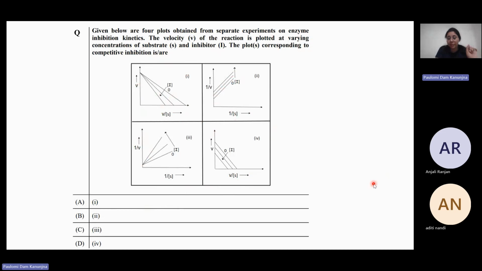If you remember the nature of the plots, one plot had parallel lines. One plot had always x-axis as constant. One plot had always y-axis as constant. A and C, basically A and C. And you people got it right. Exactly. In both of these, you see the Vmax is constant, and that is the nature of a competitive inhibition plot. So you got that right.